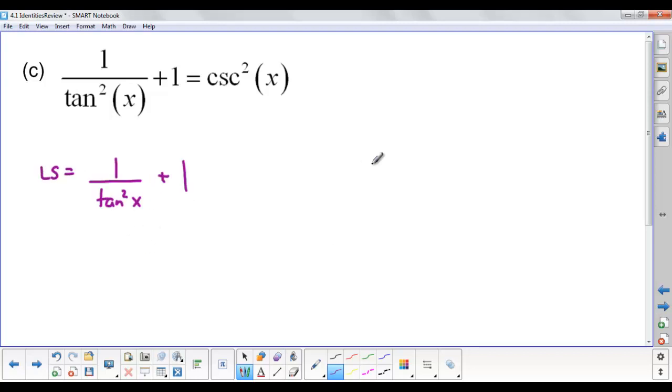So on our left side and on our right side, okay, if we were to work on the left side, I know that 1 over tan squared x is equivalent to cotangent x. And if I wanted to change this into terms with sine and cos in it, cotangent x is really just cosine, but because this is tan squared, it'll be cosine squared x over sine squared x. And the other thing is we have a plus 1.